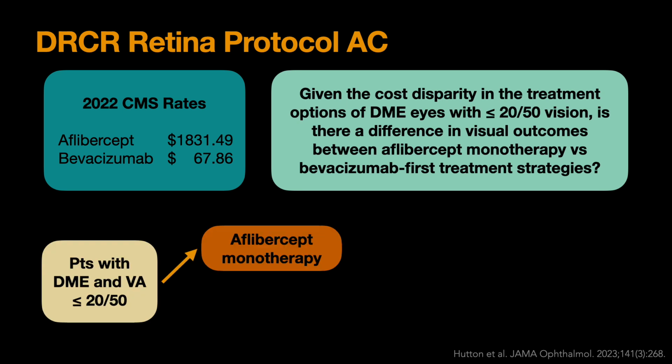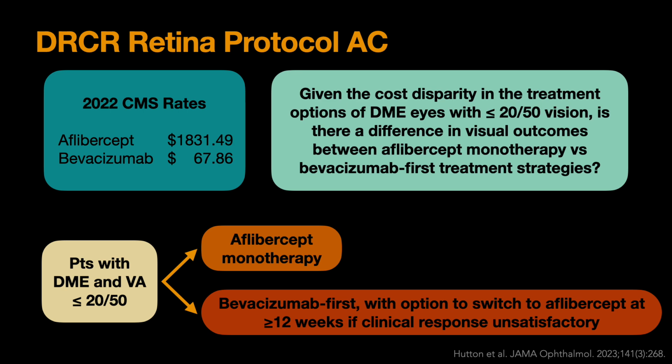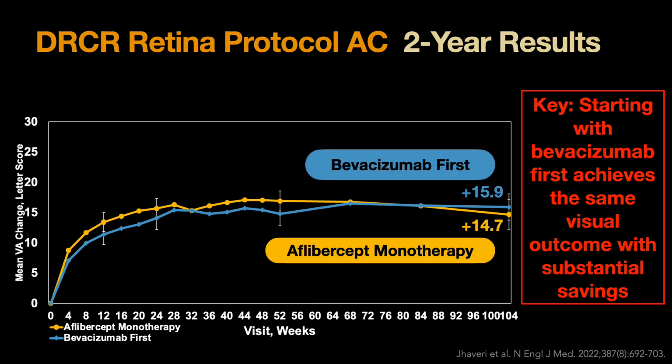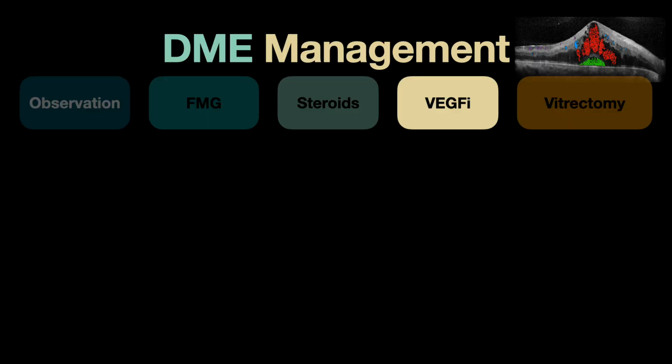So patients with 20/50 or worse vision either got aflibercept monotherapy or they got bevacizumab first with the option to switch to aflibercept at 12 weeks or more if their clinical response is unsatisfactory. And look at that. They ended up the same. So bevacizumab first actually beat them, not statistically significant. So protocol AC, no difference. Good to know. And you save a lot of money.